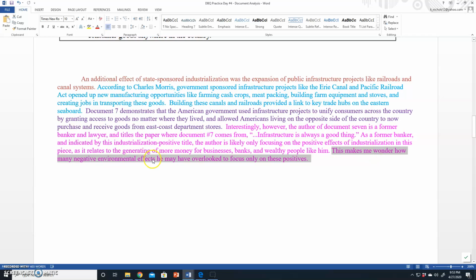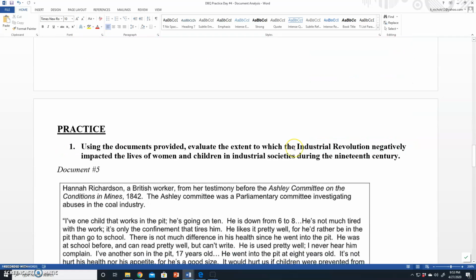The environmental effects, the negative environmental effects, right? So he could have overlooked other negative effects as well. I just point out that this guy, he could be overlooking negative environmental effects. He could be missing other negative effects as well. You just got to point those things out. So that's a good example of sourcing. I hope that made sense to you guys. If not, please email me, call me.